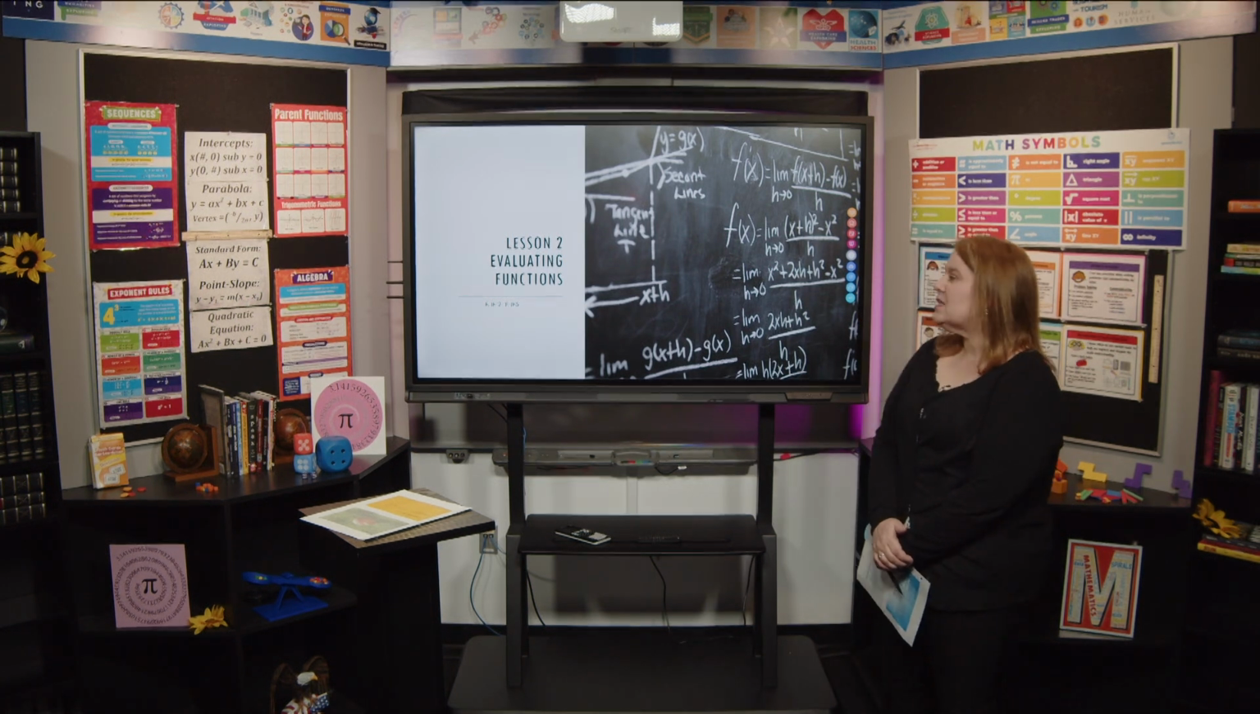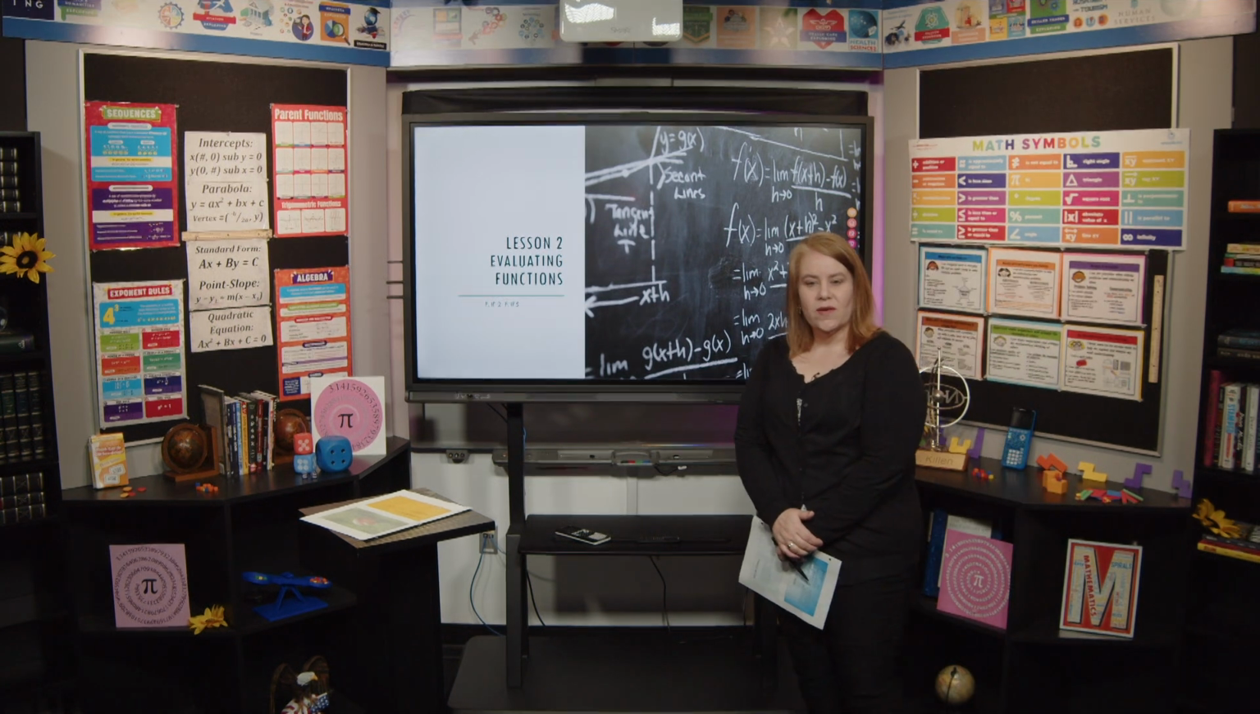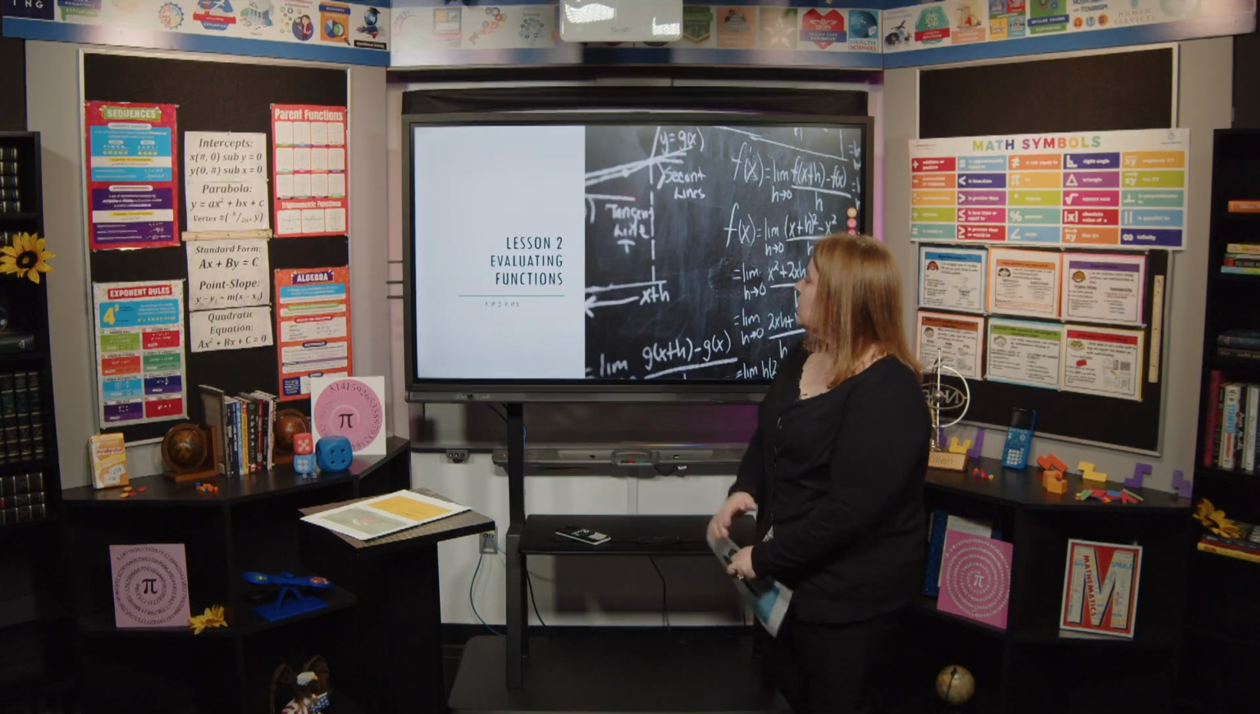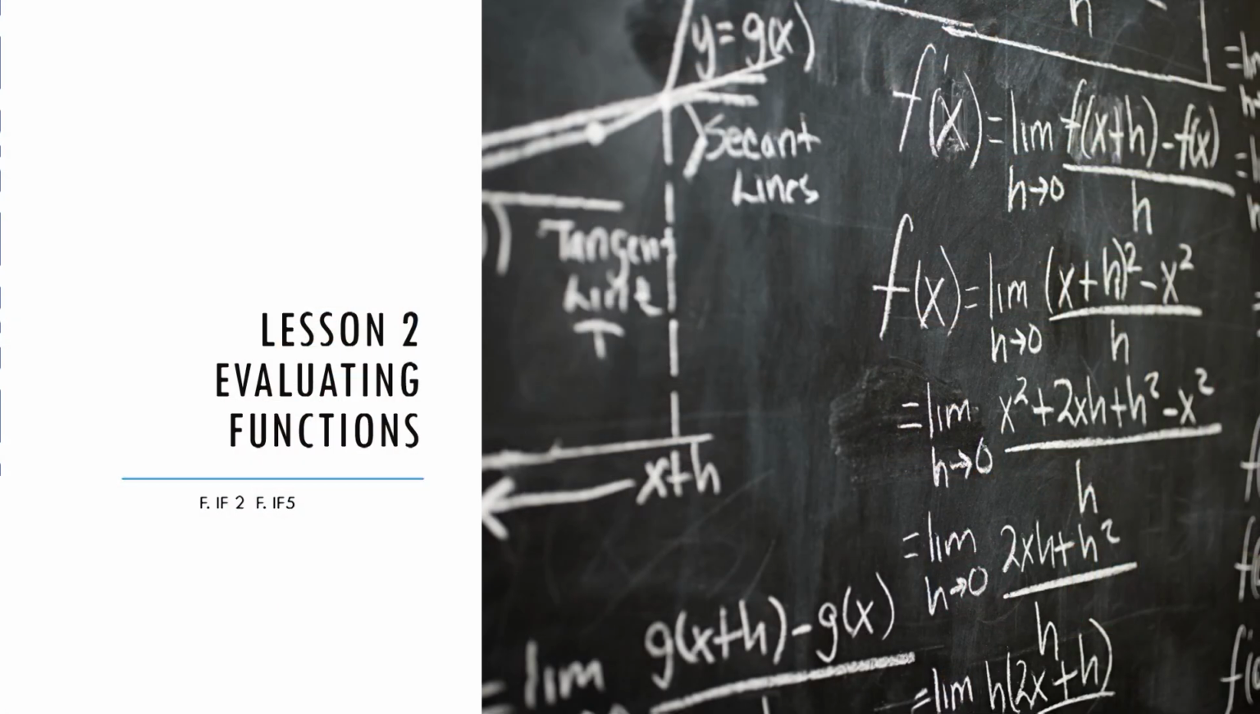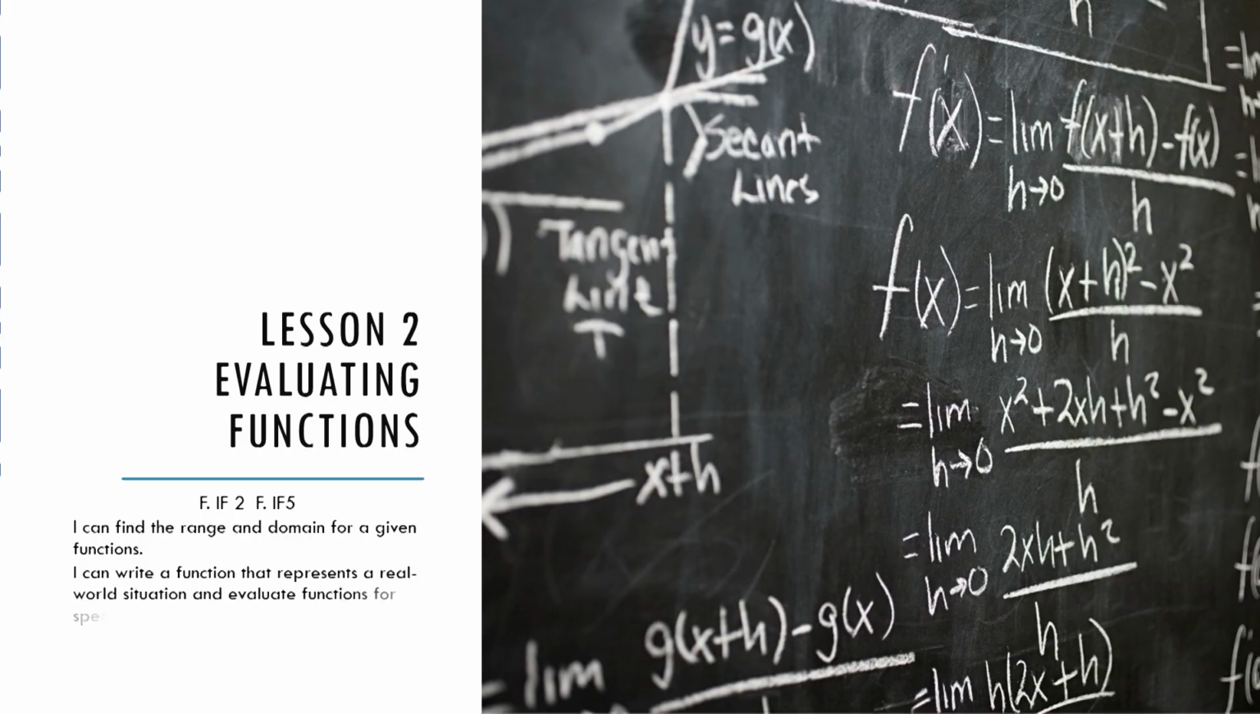Today we are continuing with the functions that we've been working with. We are going to look at evaluating functions. Our standards today are IF2 and IF5. We have some can-do statements. I can find the range and domain for a given function. I can write a function that represents a real-world scenario or situation and evaluate functions for specific values.